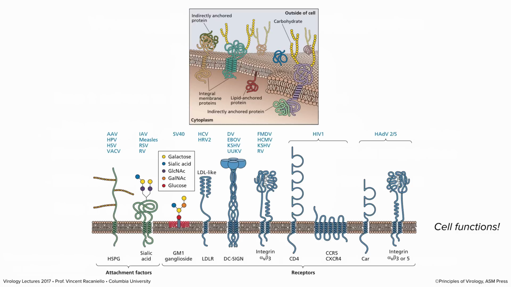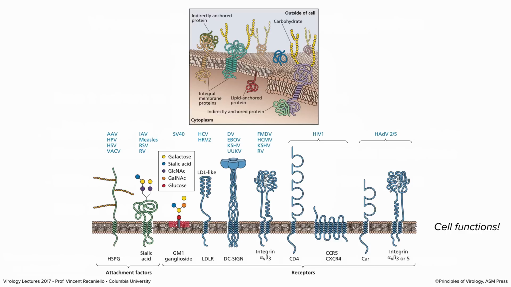There are integral membrane proteins, where a portion of the protein traverses the membrane, and then there's an extracellular and an intracellular part. There are indirectly anchored proteins, where a second protein non-covalently associates with an integral membrane protein. There are lipid-anchored proteins that don't traverse the membrane. They're attached to the leaflet by lipid moieties. And in addition, of course, some of these proteins are glycosylated. We call them glycoproteins, and that plays important roles in virus attachment.